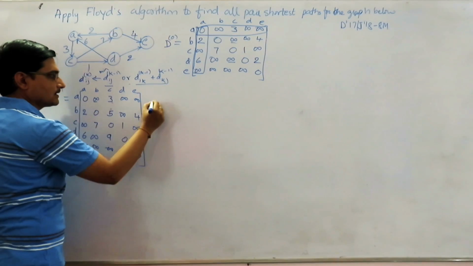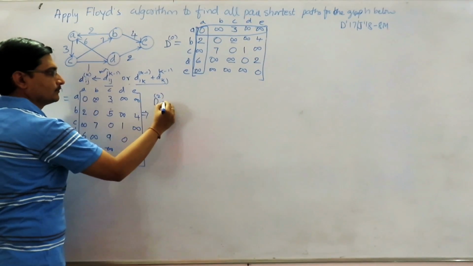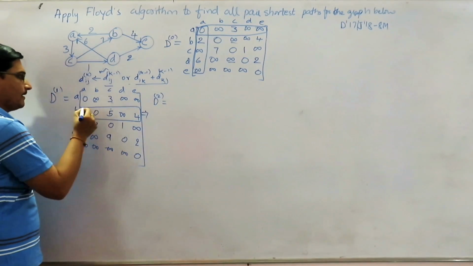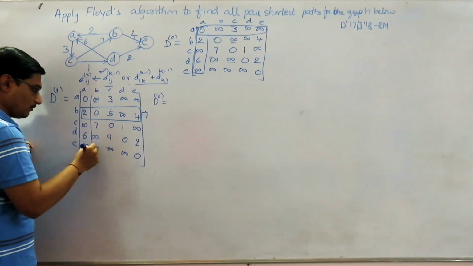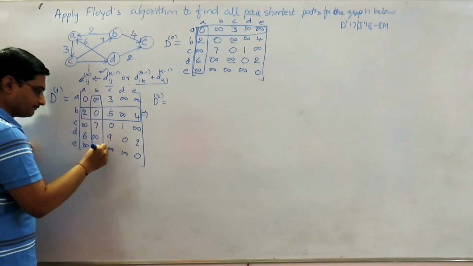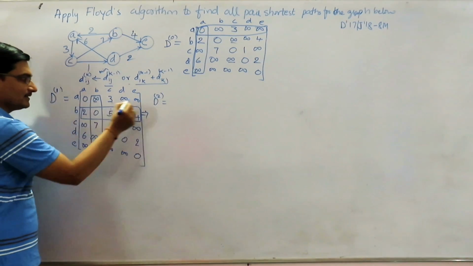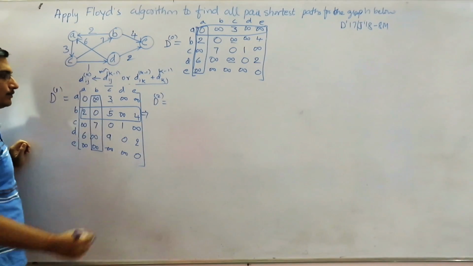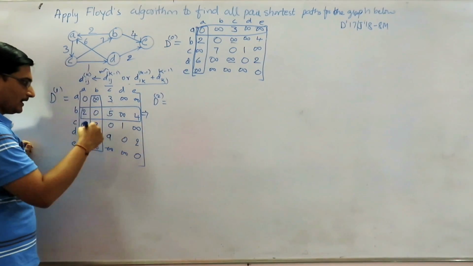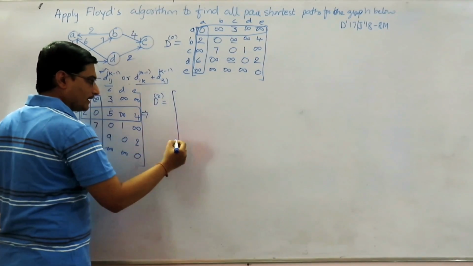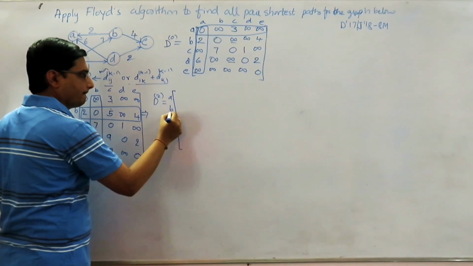Let us construct D2 from this. So we need to consider the second row and second column. See that this is infinity. This first row is not going to change, and the second row and second column are not going to change. Directly we can write the second row, second column.